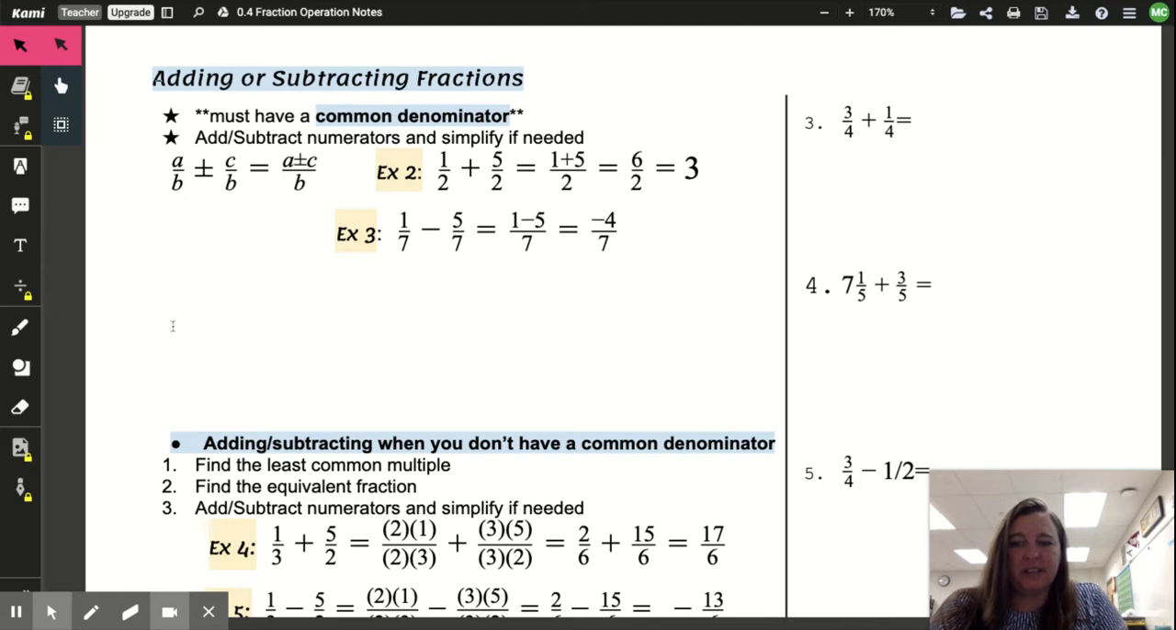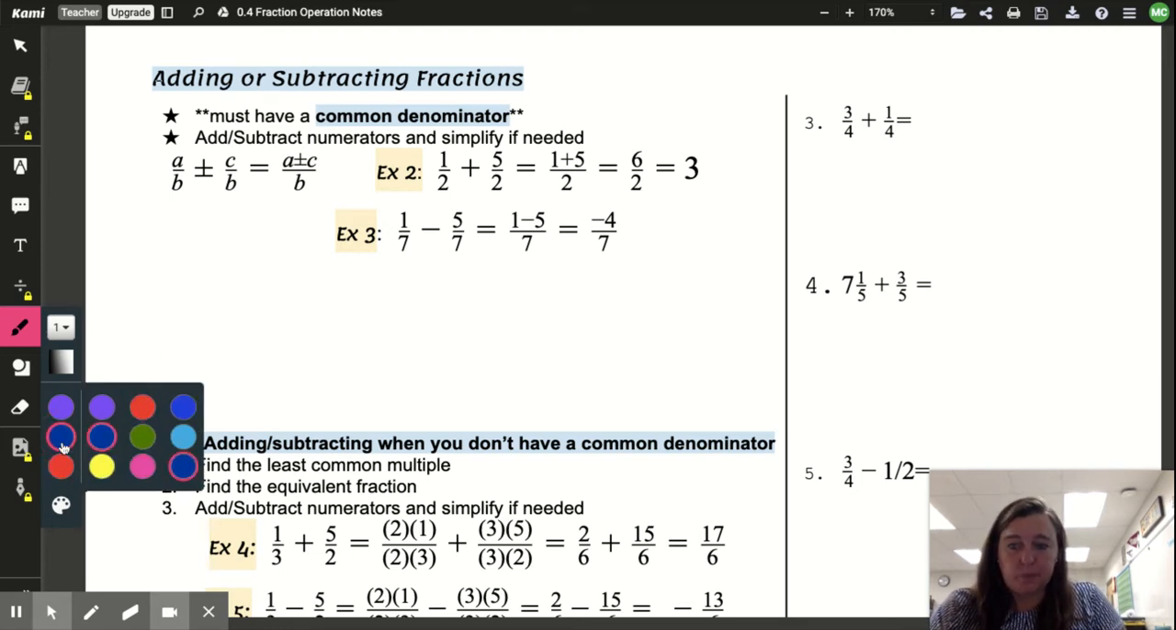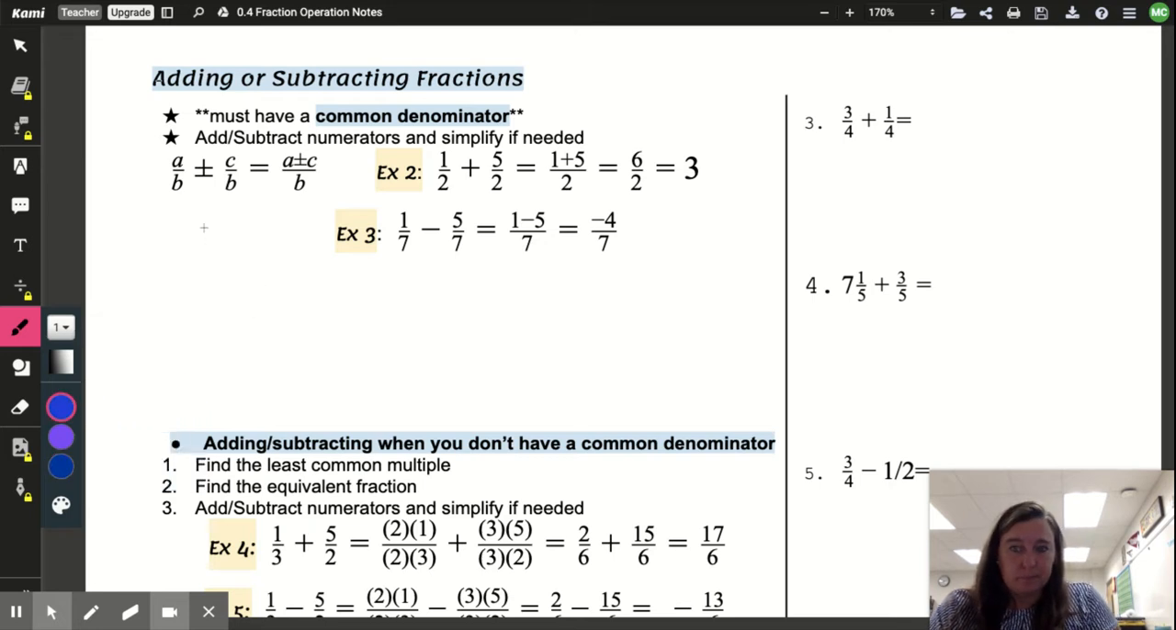Our next topic is adding or subtracting fractions. For our first example, we're going to be adding or subtracting fractions that already have a common denominator. In order to add or subtract, you do have to have a common denominator. So if they don't, we have more steps we have to follow. So the basic process here, denominators are already the same. This is for addition or subtraction. You keep the denominator, and then you just add or subtract the numerators, whatever it says to do.